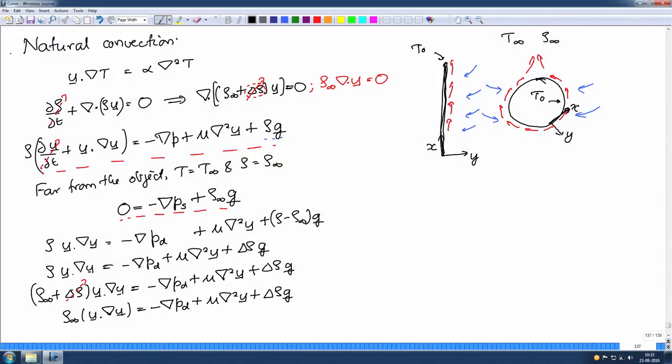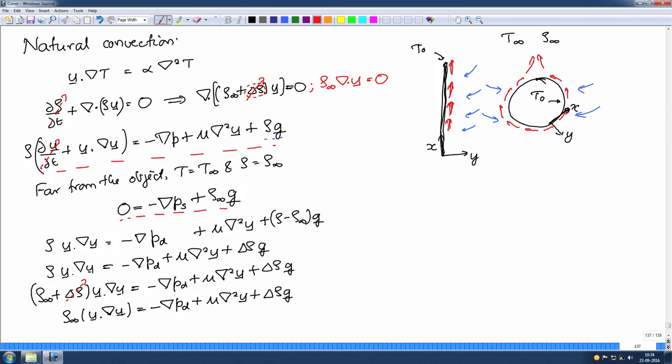Welcome to our continuing discussion on natural convection. I had explained to you in the previous class what is meant by natural convection. If you have a heated object in water or in air, for example, the fluid close to the heated object has a lower density than the ambient fluid. Lower density means that, due to the buoyancy effect, it is going to rise.